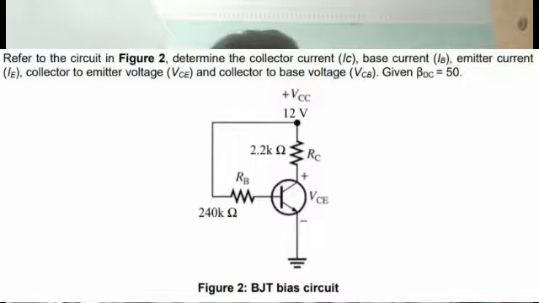Question number 2. So here is the question. Refer to the circuit in figure 2. Determine the collector current IC, base current IB, emitter current IE, collector to emitter voltage VCE, and collector to base voltage VCB, given BDC equal to 50.